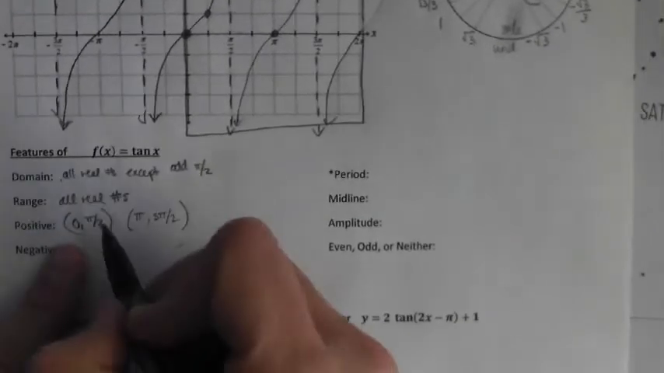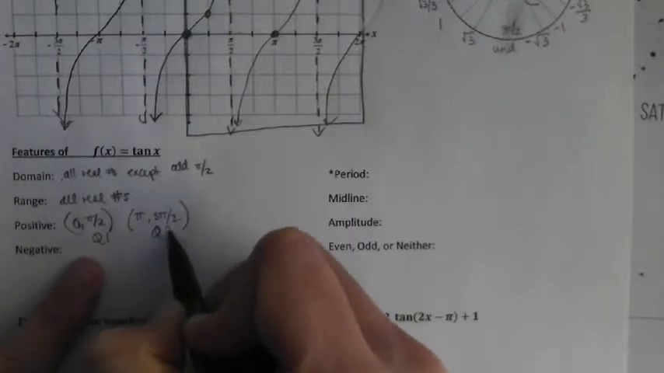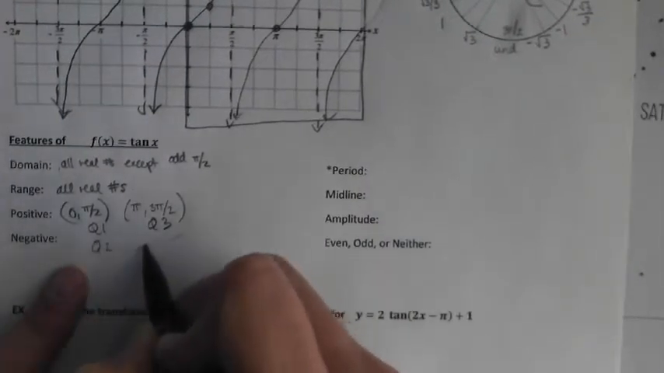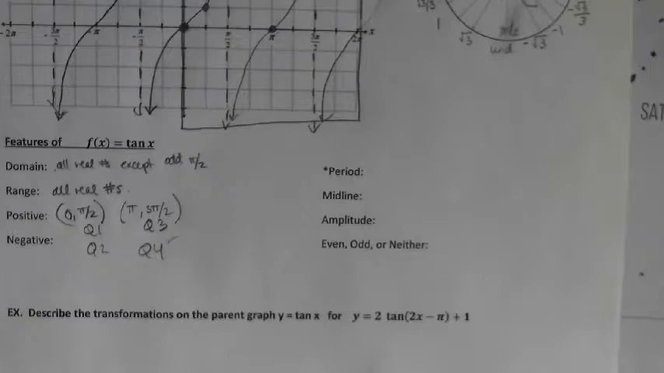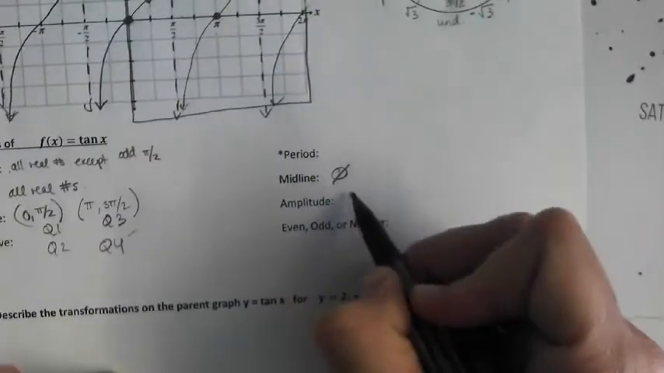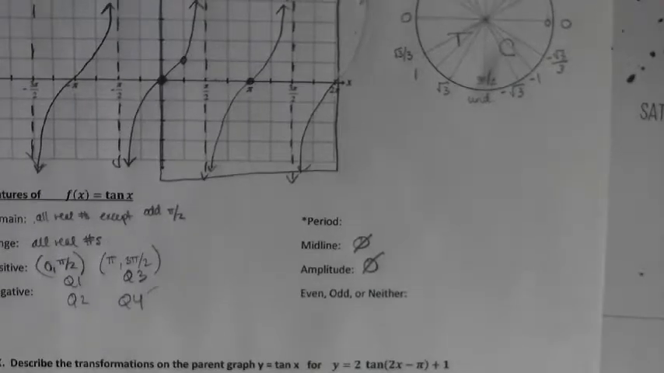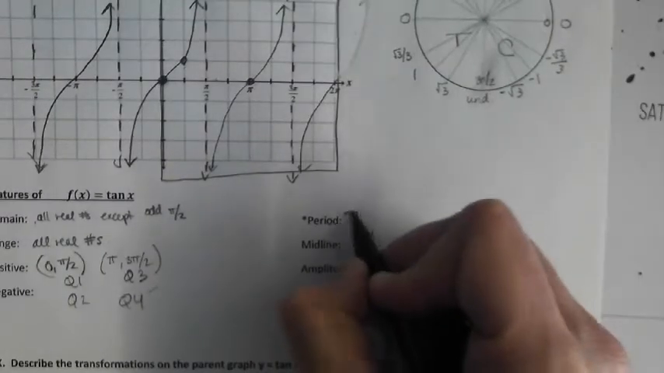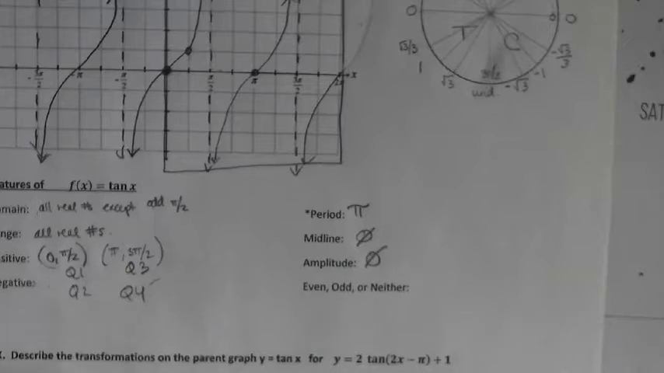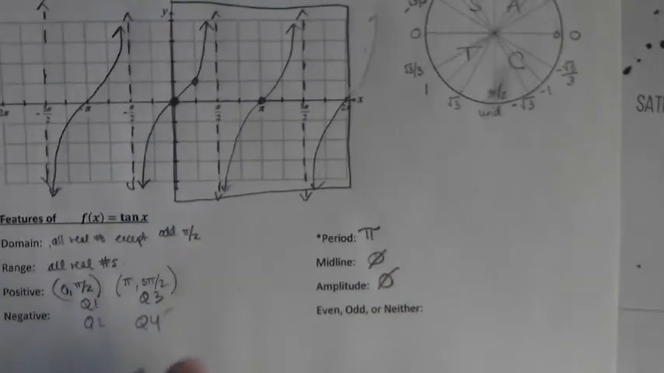And that's really because this is Q1 and this is Q3. This one's Q2 and this one's Q4. There is no midline. There is no amplitude. And the period is pi. This cycle repeats itself every pi unit.